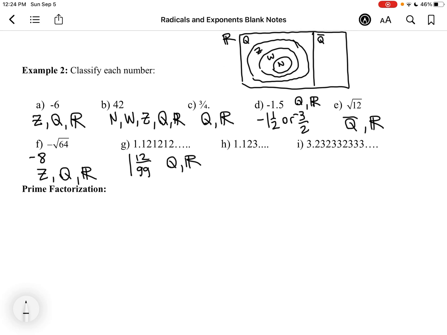Okay, 1.123, and that pattern continues. So it would probably be 4, 5, 6, 7, 8, 9, and then 10, 11, etc. Okay, so this is a decimal that's non-terminating.